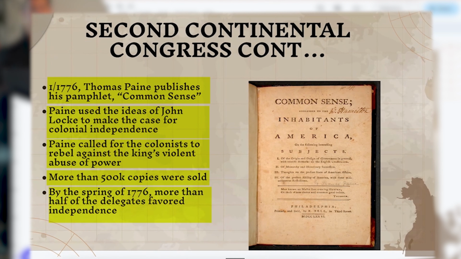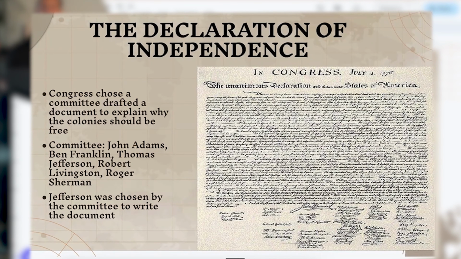By the spring of 1776, more than half of the colonists favored a split from England. A lot of this has to do with this pamphlet written by Thomas Paine. Because the sentiment was shifting from staying loyal to becoming independent, Congress decided to draft a document explaining to England why they should be free. Obviously, this is known as the Declaration of Independence. On the committee were people such as John Adams, Ben Franklin, Thomas Jefferson, Robert Livingston, and Roger Sherman. And Thomas Jefferson was actually chosen to pen the document.